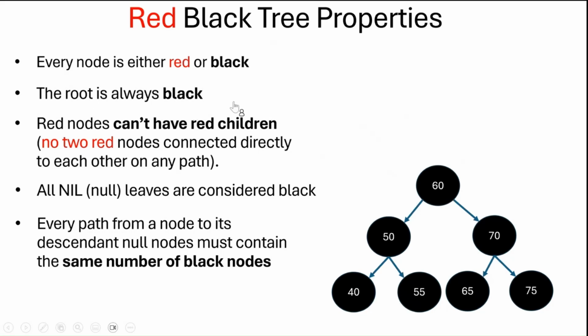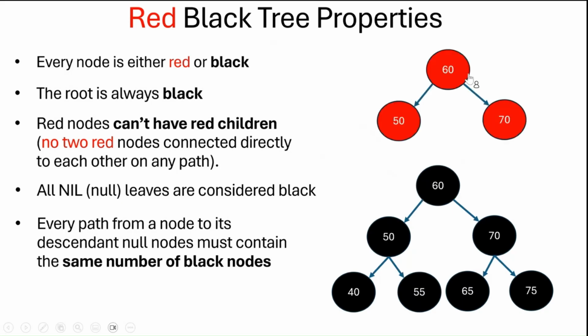The root is always black. Here the root is also black. There are no red nodes, which is fine. Now every path from a node to its descendant null nodes must contain the same number of black nodes. Here it is 1, 2, 3, the null node 4. So it is true for every path and for every node. That's why this is a valid red-black tree. So in a red-black tree, all the nodes can be of black color.